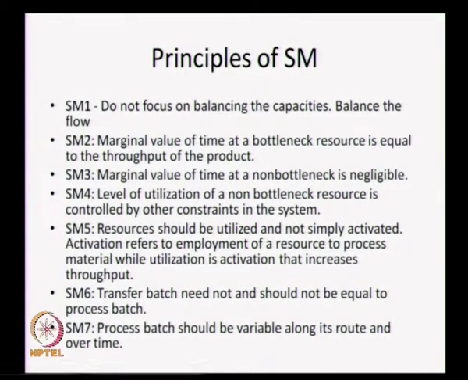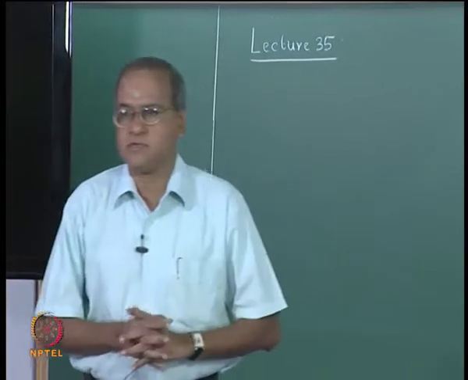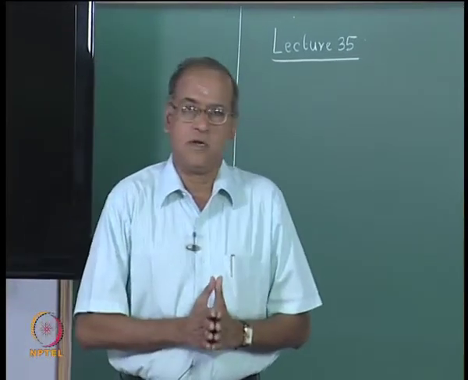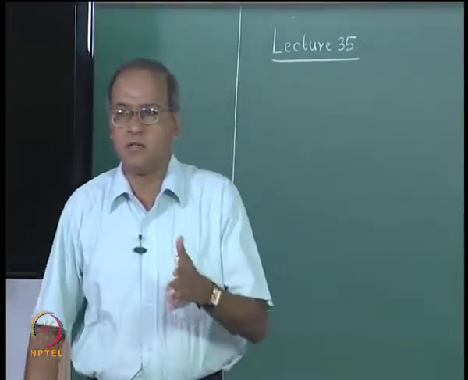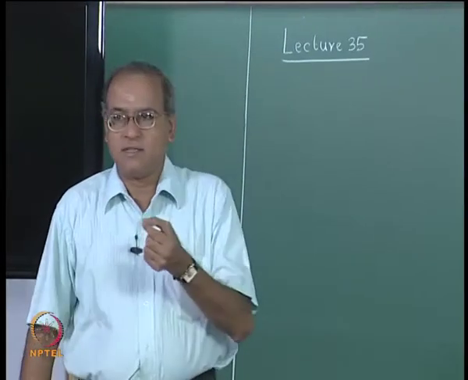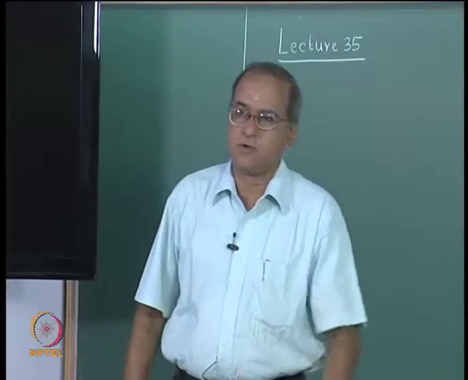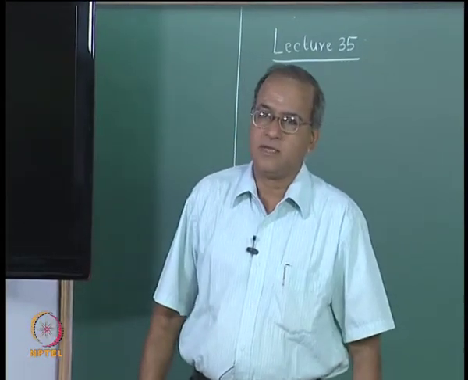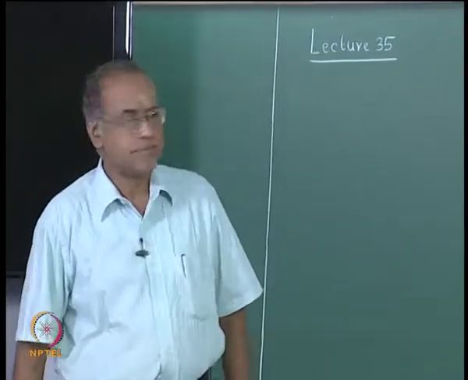The second principle talks about the marginal value of time at a bottleneck being equal to the throughput. It relates the bottleneck performance and the throughput and says that if we have to spend resources to increase the throughput, then we should concentrate on the bottleneck resource. It also says that the value of an additional resource of the bottleneck is equal to the throughput.